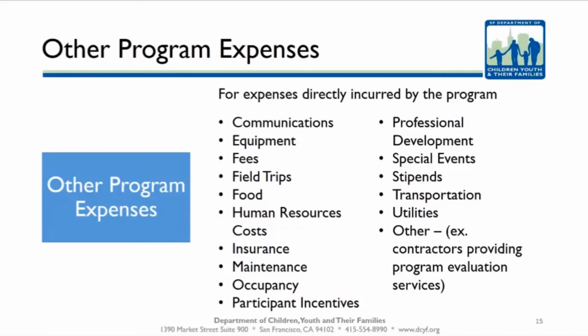These include communications, equipment. Now, equipment is different than materials and supplies, whereas materials and supplies we expect you to use up during the course of the year. Equipment we expect to outlive the fiscal year. So a good example is a computer. Obviously, you buy a computer this year, it's a perfectly eligible equipment expense, but you'll have it for multiple years to come. Fees associated with the program, field trips.